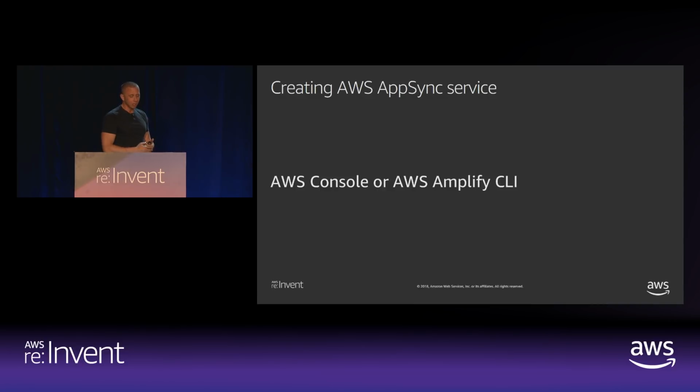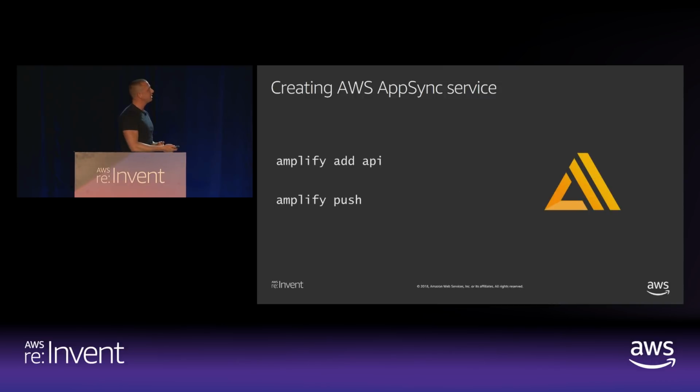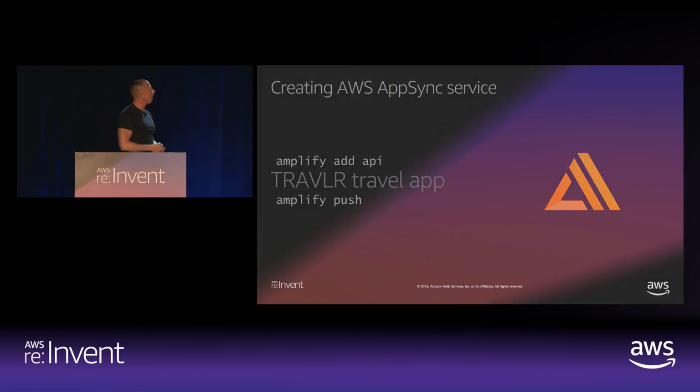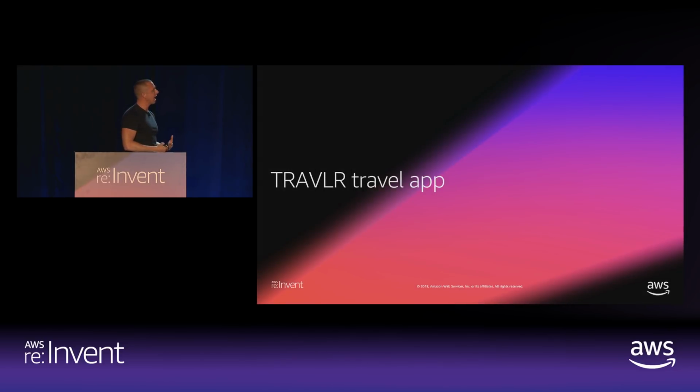Two main ways, again, to create an AppSync service: through the console or through the CLI. We're going to be using the CLI. We just run amplify add api, and then we run amplify push. So what we're going to do now is take a look at an application that contains a lot of the features that most applications do contain. Things like user authorization, things like fine-grained access control, things like controlling user input, those sorts of things.